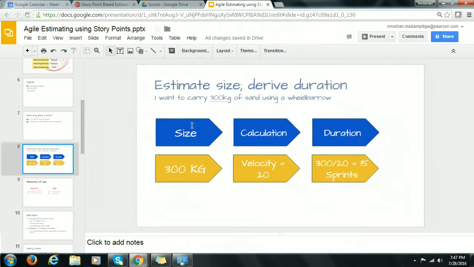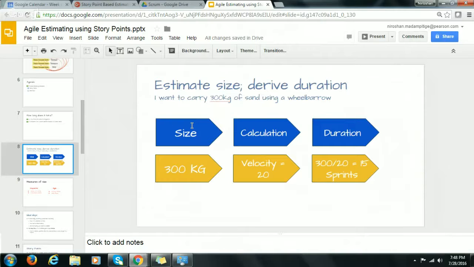Let's have a look at this. Now, usually estimate size is derived from duration. Let's take an example. I want to carry 300 kilograms of sand using a wheelbarrow. So what do I do? I know the size: 300 kilograms. I do a simple calculation. In one go, how much weight can I carry? By estimate, I could carry 20 kilos very easily, comfortably. I don't want to stretch myself because I have never done it.